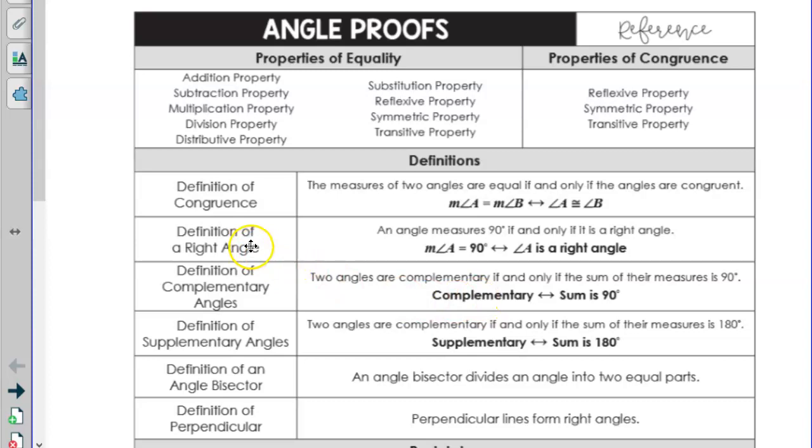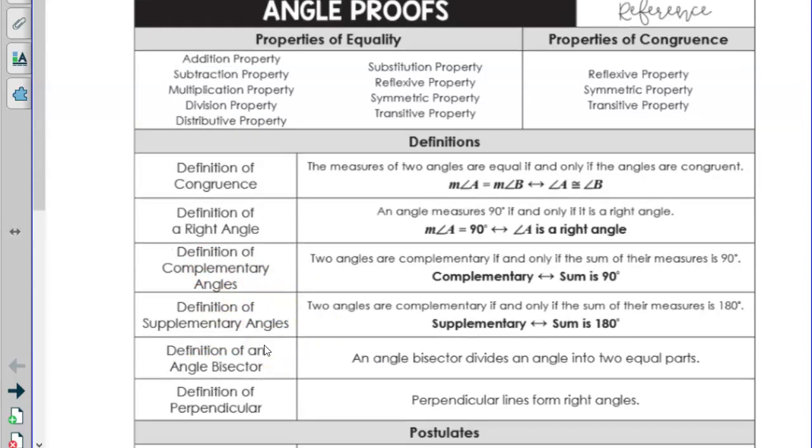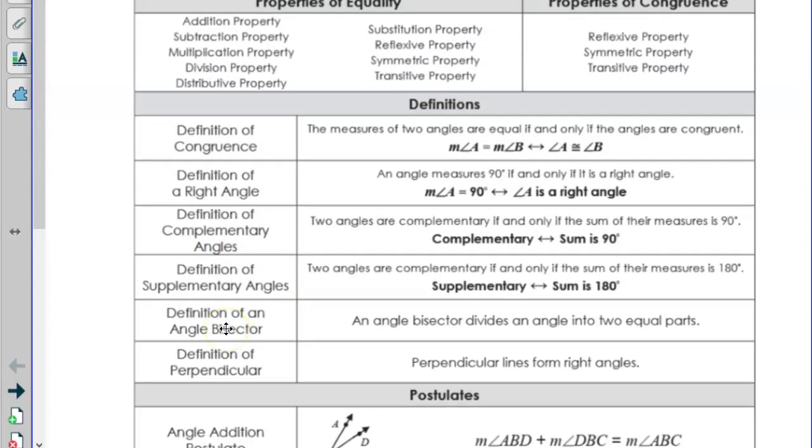Similarly, the definition of a right angle. If you know that an angle is a 90-degree angle, then you know that it's a right angle. And the opposite is true. If you know it's a right angle, then you know that it equals 90 degrees, so it's an if and only if statement as well. Then you have the definition of complementary, the definition of supplementary, and angle bisectors. An angle bisector divides an angle into two equal parts. The definition of perpendicular says that perpendicular lines form right angles.